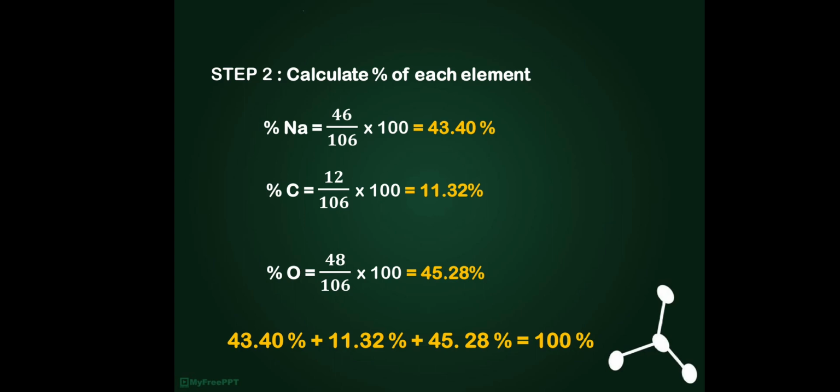For the carbon, we have 12 over 106 multiplied by 100, which is equal to 11.32 percent. And the percentage of oxygen equals 48 divided by 106 times 100, which is equal to 45.28 percent. How can we get the totality of it? Just add the 3 results. 43.40 percent plus 11.32 percent plus 45.28 percent is equal to 100 percent. Okay, that would be the total.